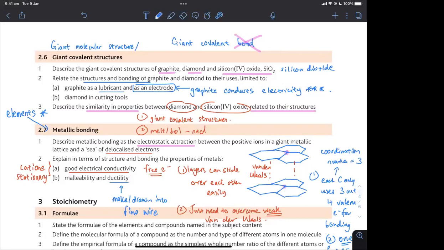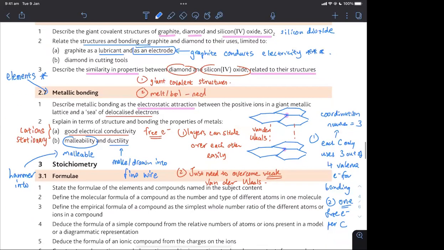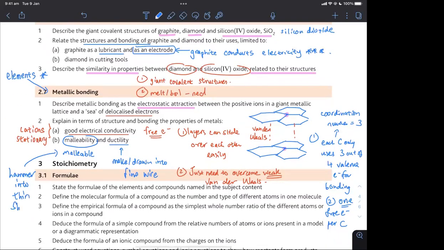Okay, now malleable. Malleable is the adjective. The noun is called malleability. So you can hammer, you can change the shape. You can hammer into thin sheets. So basically you can change the shape. That is very, very important. And you can mold metal into whatever shape you want. Okay, and I already talked about that.